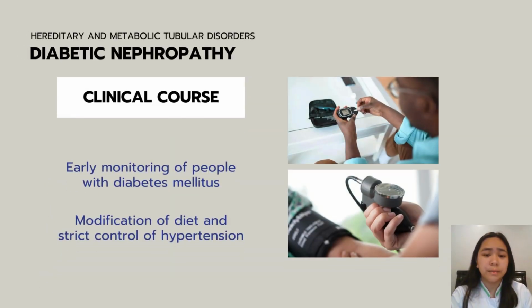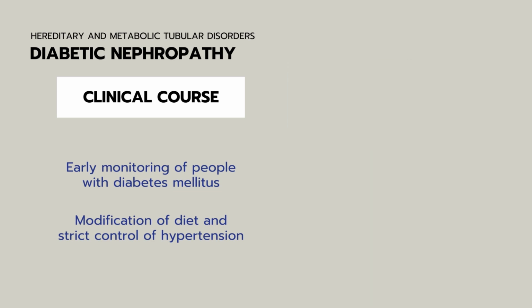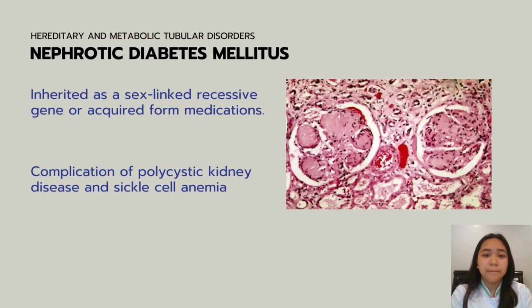For its clinical course, early monitoring of people with diabetes mellitus, and then modification of diet and strict control of hypertension that decreases the progression of the renal disease. Next is the nephrotic diabetes mellitus.